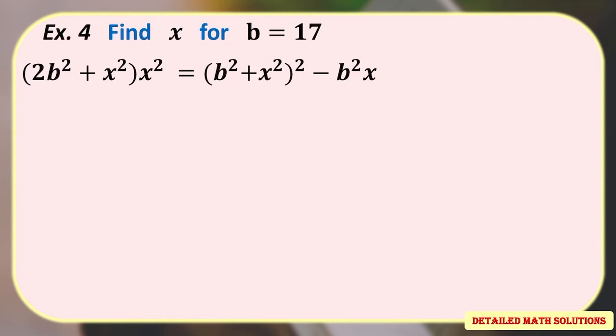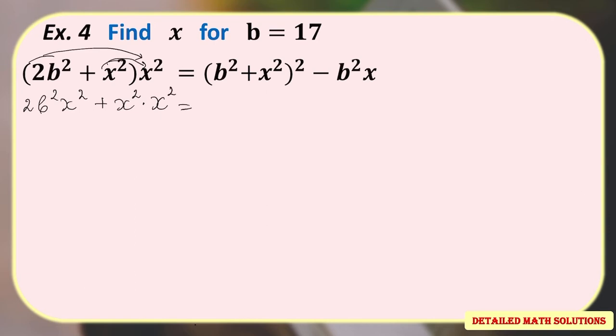First, I'm going to use the distributive property to open parentheses. In other words, I need to multiply 2b squared with x squared and x squared with x squared. When I do that, this equals 2b squared x squared plus x squared multiplied by x squared.